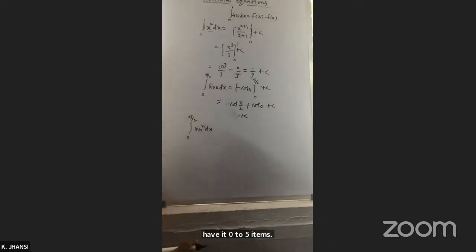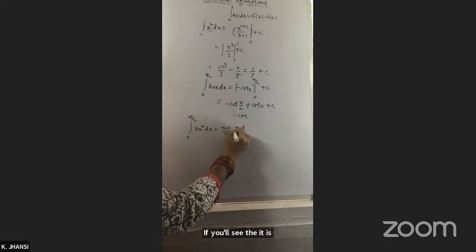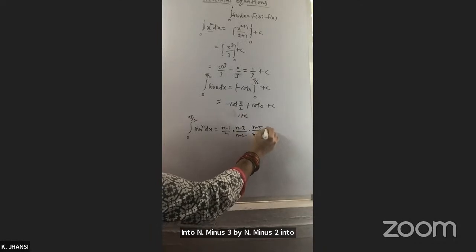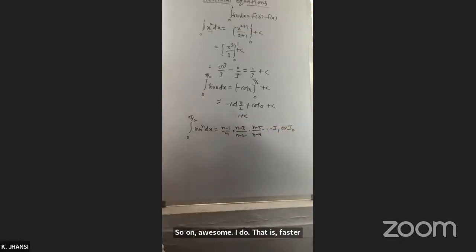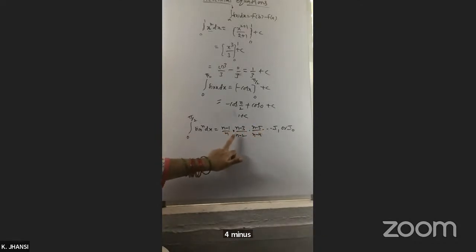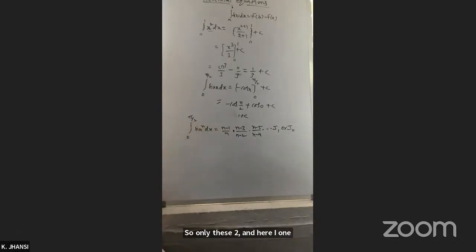So 0 to pi by 2, in page number 52, you can see the formula: n minus 1 by n into n minus 3 by n minus 2 into n minus 5 by n minus 4, and so on up to I1 or I naught. Depending on the power n, the formula will go. If it is 4, then 4 minus 1 by 4 and again 4 minus 3 by 4 minus 2. Here 4 minus 5 would go negative, so you should not use that; only positive values you have to take. Only these two, and here you will get I naught, because it is an even power. If it is an odd power, you will get I1. So that depends on the even and odd powers.